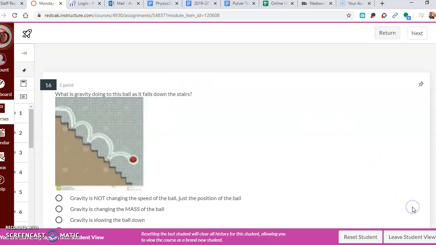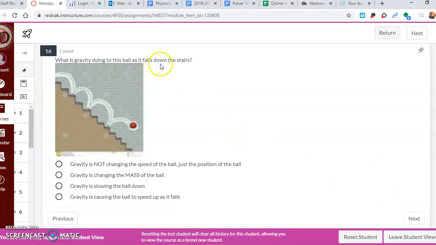What is gravity doing to this ball as it falls down the stairs? So remember that gravity speeds things up as they fall. So as this ball bounces down the stairs, gravity is causing it to speed up. That's why if somebody jumps off a tall building or out of a plane, they have a danger of dying because their speed is so high when they hit the ground. If they jump off something less tall, then they're not going to be as high. They're not going to go as fast when they fall.